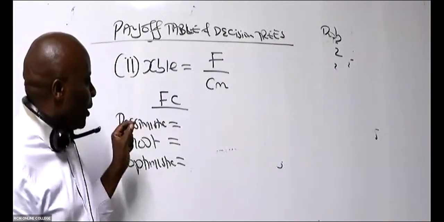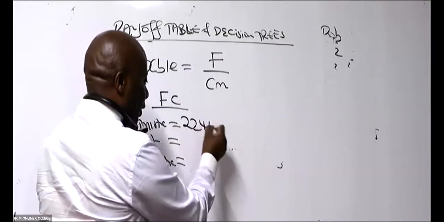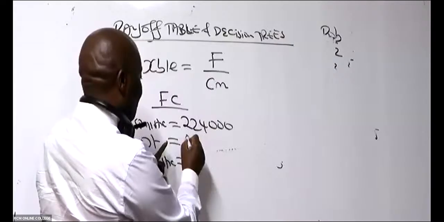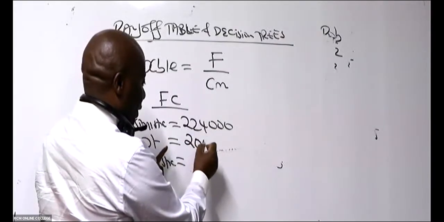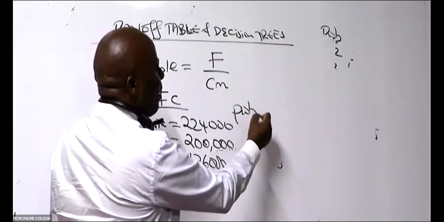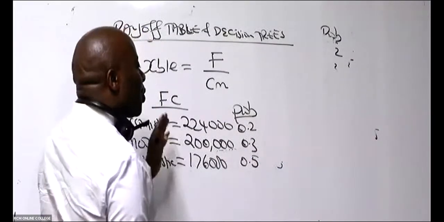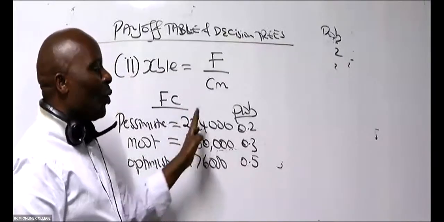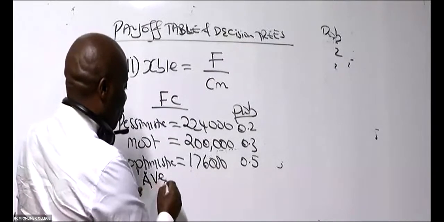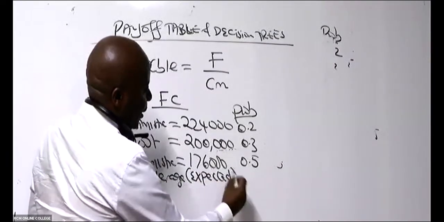The fixed cost for pessimistic, how much do we have there? 224,000. I hope you are able to remember how we got this. And then most likely 200,000. This 176,000. And then we have probabilities, 0.2, 0.3, 0.5. Because we don't know which one will prevail, we work with what we call an average fixed cost, or in this case here, expected fixed cost.